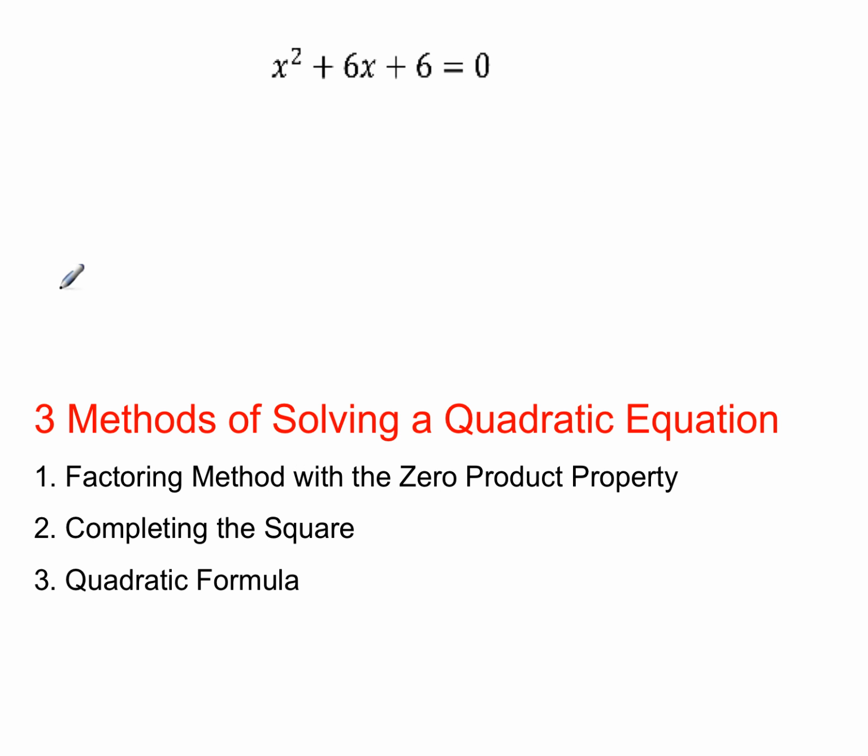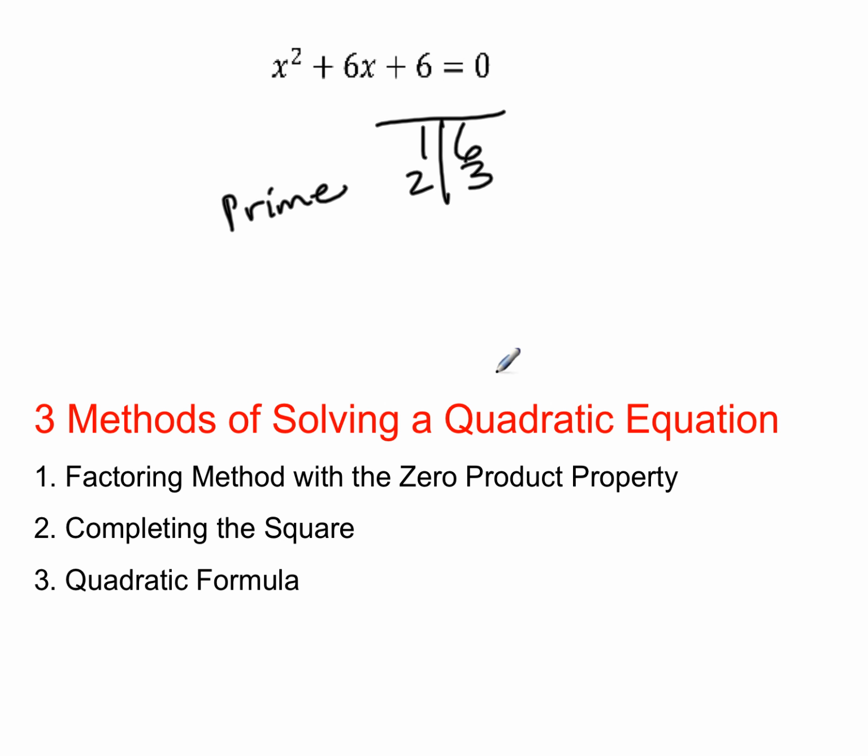So here's the problem. Sometimes you're going to have a quadratic equation and it won't factor. If I look at the factors of 6, I have 1 and 6 or 2 and 3. But if I add 1 and 6, I don't get 6. And if I add 2 and 3, I don't get 6. So this is a prime trinomial. So it doesn't factor. So I can't use my zero product property. So I have to come up with another method because there actually are 2 solutions to this equation.